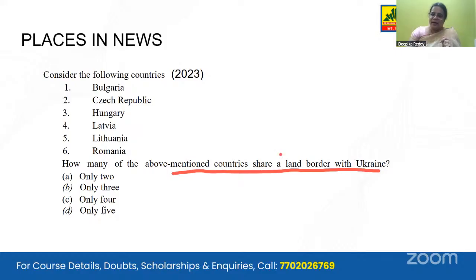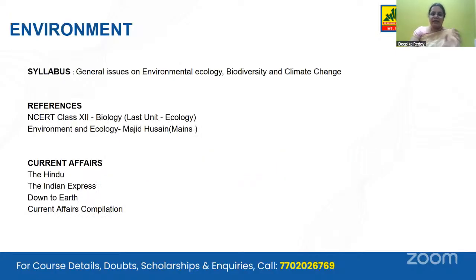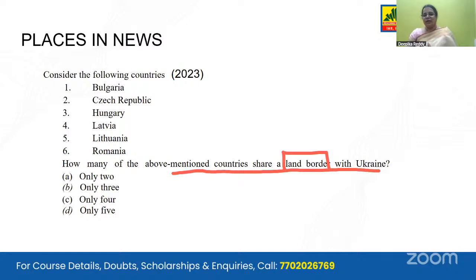Ukraine-Russia war. They asked about the land border, countries which share a land border with Ukraine. This actually comes under geography, but it is relevant. Ukraine was in the news, so this was a question that was asked. By and large, these are the questions that are asked on IR.